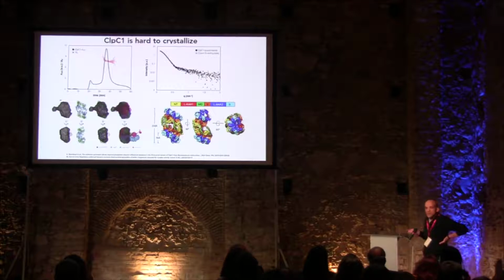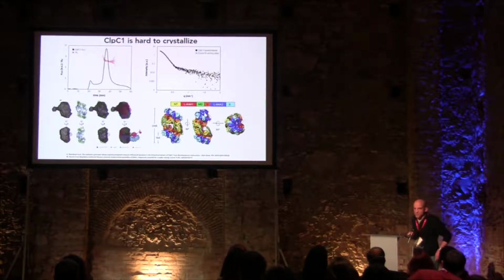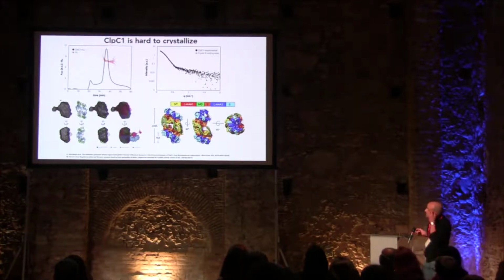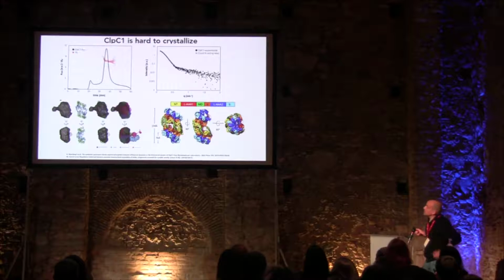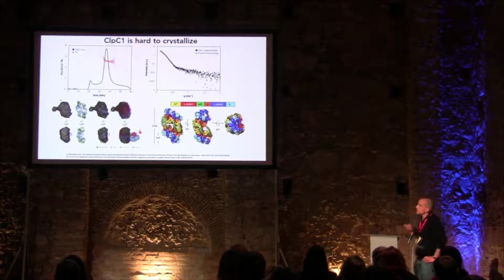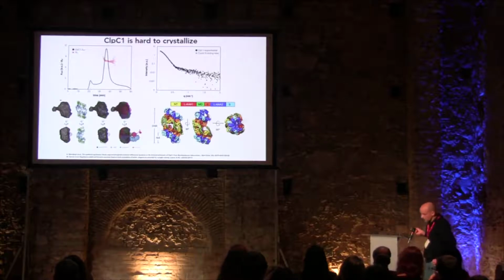Of course, with proteins, you never know if you have tried all the possible conditions. You can stay forever trying to crystallize a protein. We did some SEC experiments, and we discovered at the time that this protein, which was supposed to be a hexamer, didn't elute or run as a hexamer. It was much bigger.